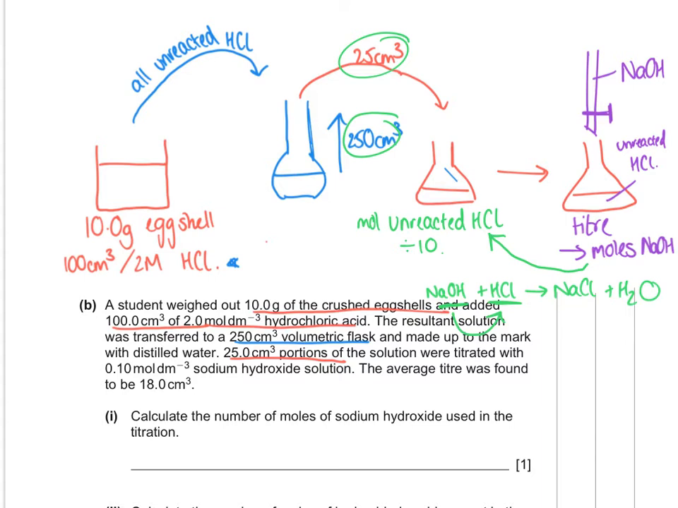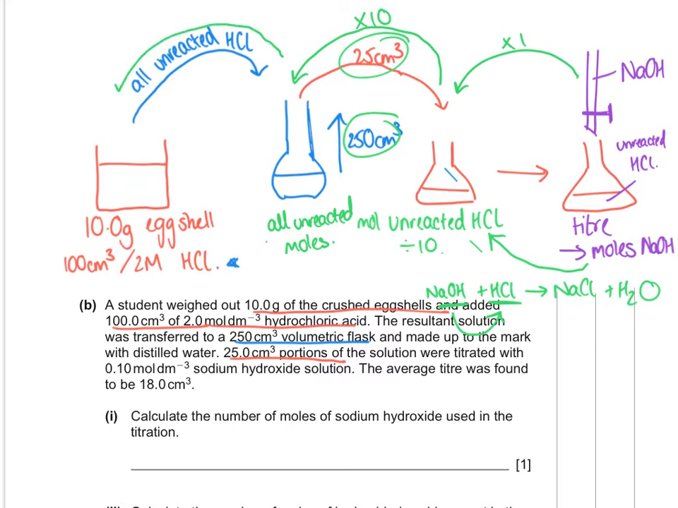But we only took a 25 out of 250 centimetres cubed portion, so it's a tenth of the unreacted hydrochloric acid moles. So to look at that again, when we're going from the number of moles of sodium hydroxide to the number of moles of unreacted hydrochloric acid, we're timesing by 1 because our ratio is just 1-to-1. But when we're going from our conical flask to our volumetric flask, we only took a 25 out of 250 centimetre cube portion, so we need to times that number by 10. Remember, this volumetric flask contains all the unreacted moles of HCl.